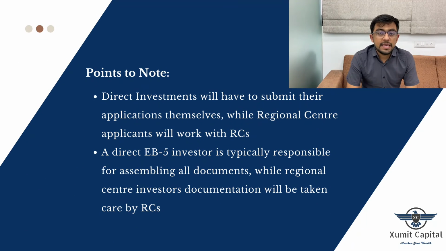So coming to the last part of the video, here are a few points to keep in mind. EB-5 investors who are seeking to make a direct investment can submit their applications by themselves with the help of a qualified immigration attorney, while an EB-5 investor who is seeking to make a regional center investment has to work with the regional center to provide all the documentation regarding the selected investment. The next point is all direct EB-5 investors are typically responsible for assembling and submitting all the supporting documents for the NCE investment, while the regional center EB-5 investor does not need to prepare any project-specific documentation. All the project documentation is taken care of by the regional center.